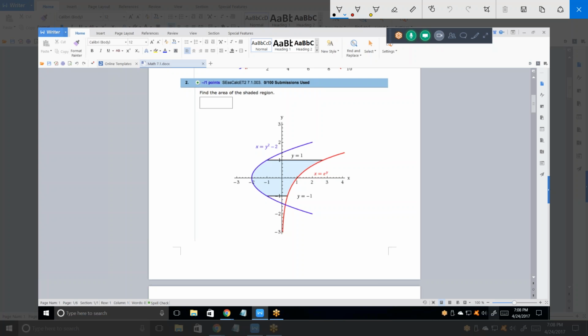That's what we're looking at. And the red function is also a function of y. In other words, it's x equals some function of y.